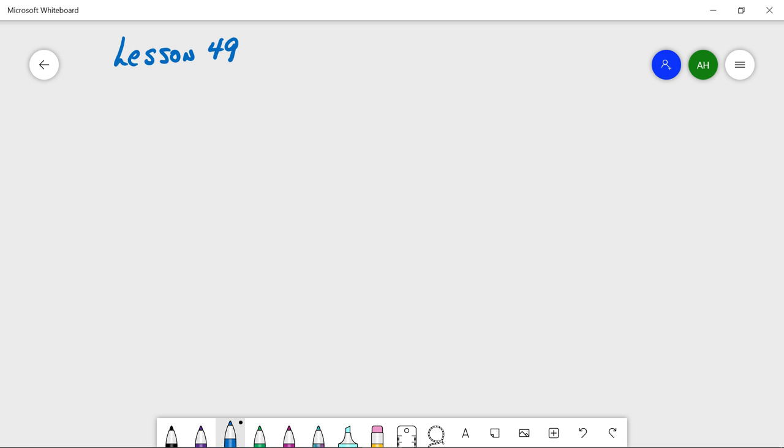All right, in lesson 49, what we want to look at first is remembering that we can write an equation by looking at a line. So if I've got a coordinate plane, and say this is 2, and this is 1, 2, 3, and I have a line that's going right through here. And we're asked to write the equation for the line.